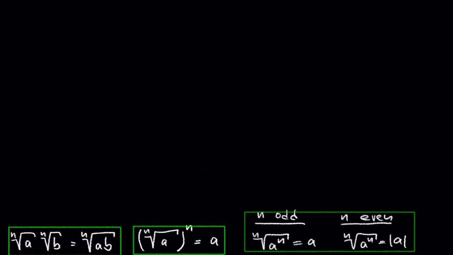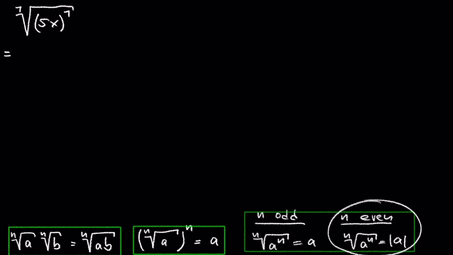Let's look at an example where we can use what we'll call the n is even rule for roots again. The seventh root of 5x, where 5x is in parentheses, and then raise the 5x to the power of 7. The n is even rule says we get the absolute value of 5x as our solution. How can we simplify the absolute value of 5x further?